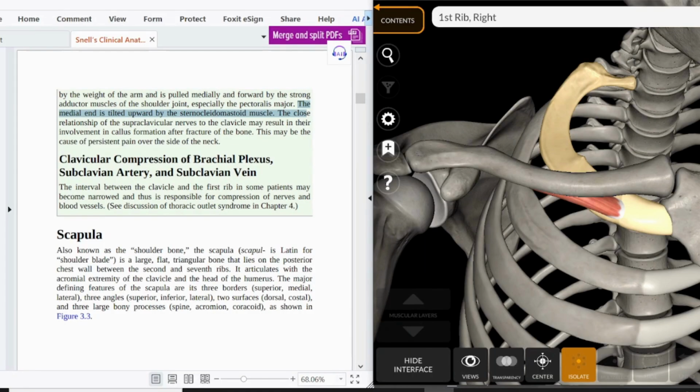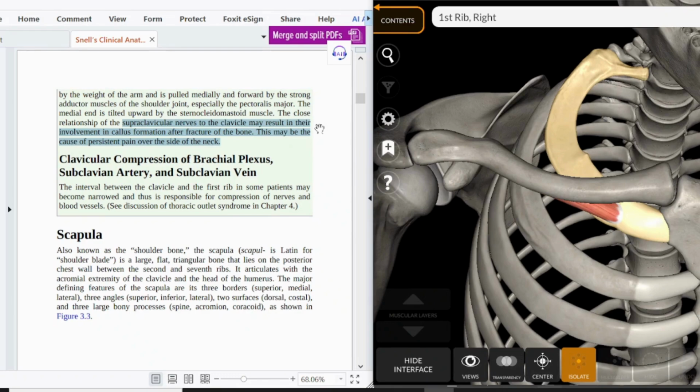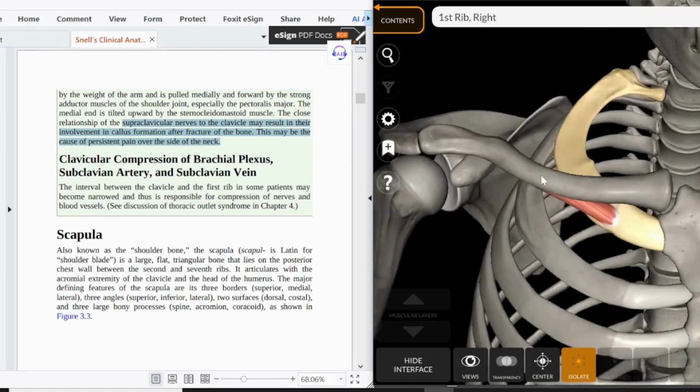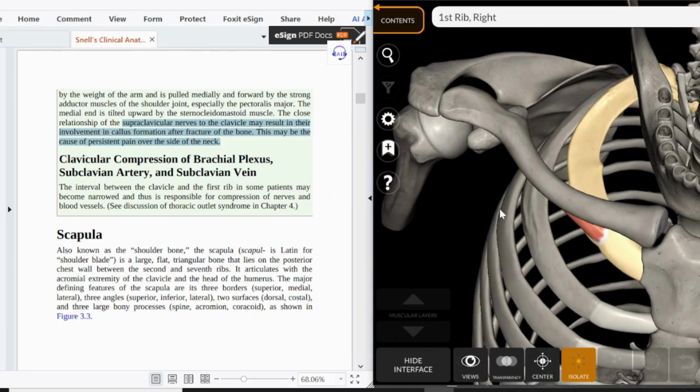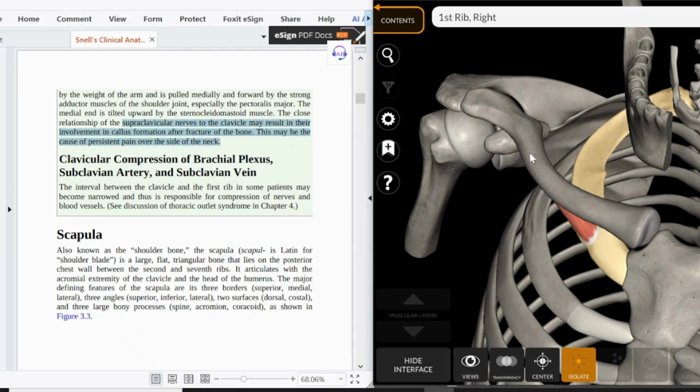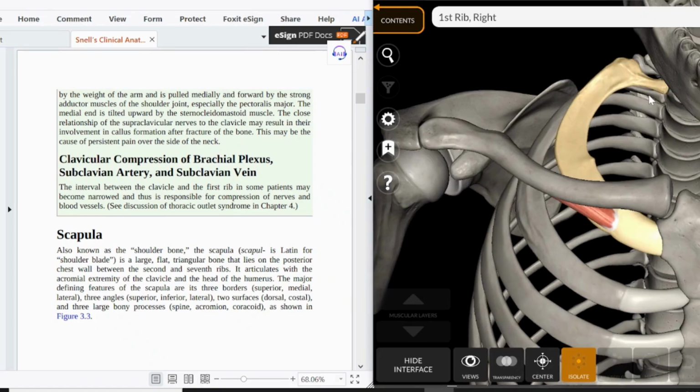Now the close relationship of the supraclavicular nerves to the clavicle may result in their involvement in the callus formation after the fracture of this bone. This may cause persistent pain over the neck. For example, there are supraclavicular nerves passing through here. If there is a fracture and after some callus formation, there is persistent pain over the side of the neck, the side that is fractured.